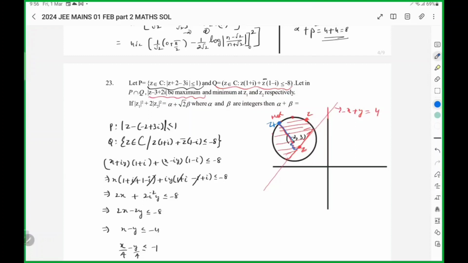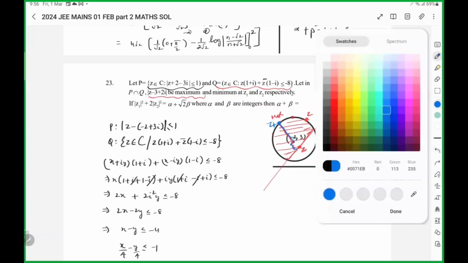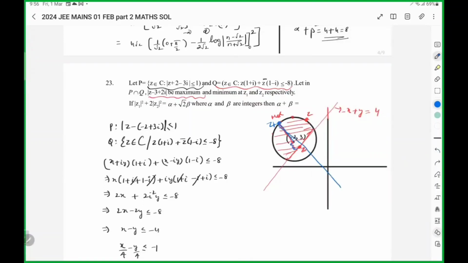So how do we find out things? I will draw a perpendicular line. So this perpendicular line equation is x plus y plus k, passing through the center. K will be minus 1. So x plus y minus 1 equals 0. So the slope here is minus 1, which makes an angle of 135 degrees.